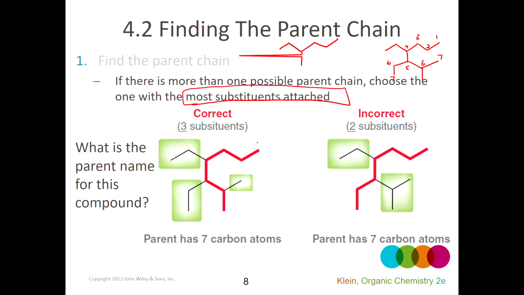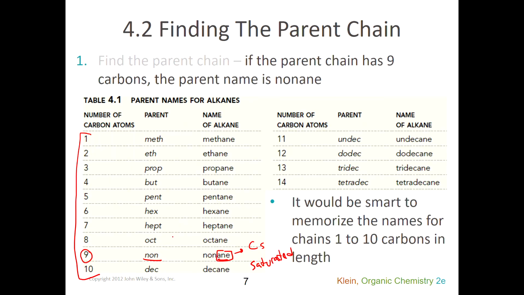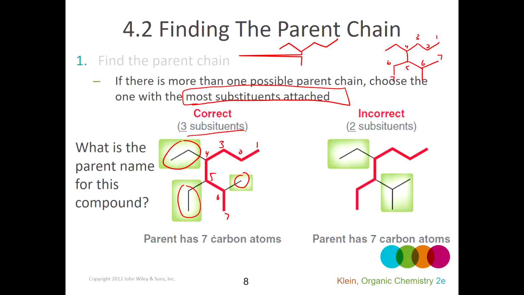When I number 1, 2, 3, 4, 5, 6, 7 in this format, I get 3 substituents, which are 3 groupings of carbons that are not part of that parent chain of 7 carbons. So if it is 7 carbons, its prefix is hept, and the suffix is ane since there are no double or triple bonds. So it'll be heptane. That's just the name for this parent chain.